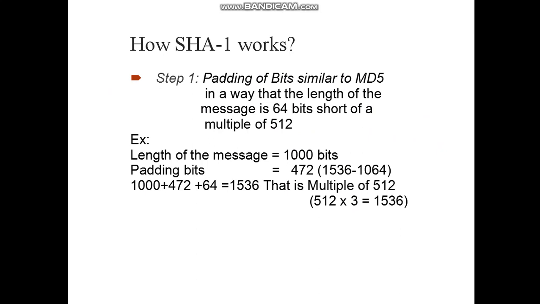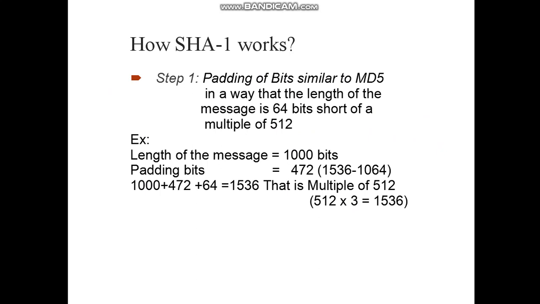Now let's see how the SHA-1 algorithm works. The first step is padding of bits. This step is very similar to the first step of the MD5 algorithm. The aim of this step is to make the length of the original message equal to a value which is 64 bits less than an exact multiple of 512.